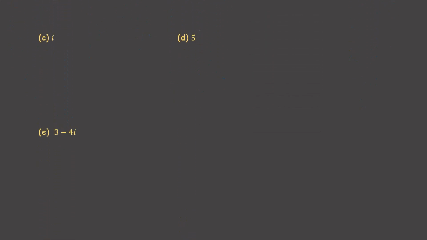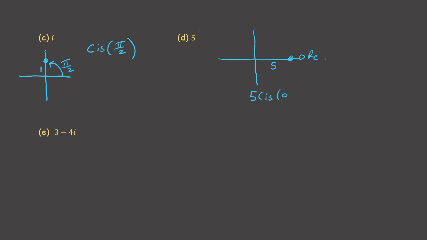So what about i? Well, i is just here on the imaginary axis. So the angle there would be pi by 2. And it's 1i, so the length there is 1. So that one is just cis pi by 2. What about 5? So that would be here. The magnitude is 5. And it's actually on the positive real axis. So that one is 5 cis 0.